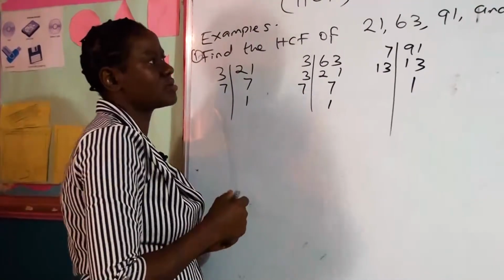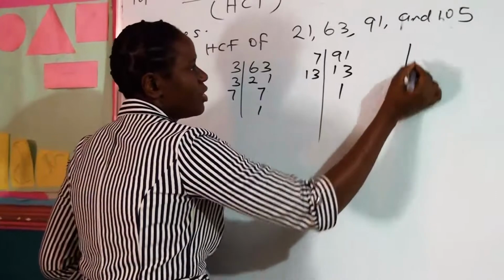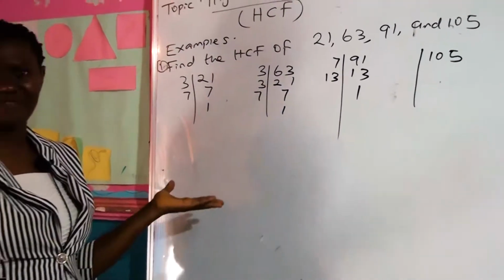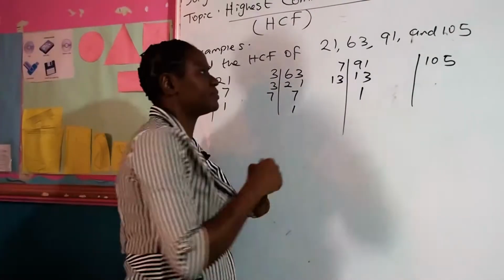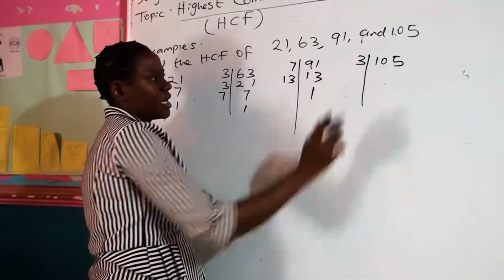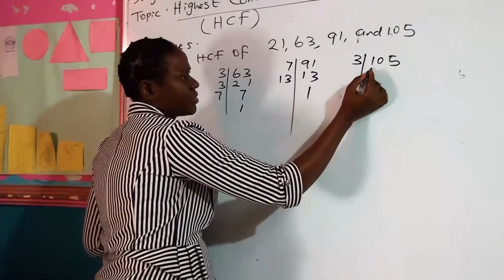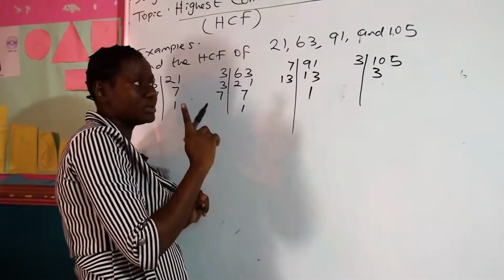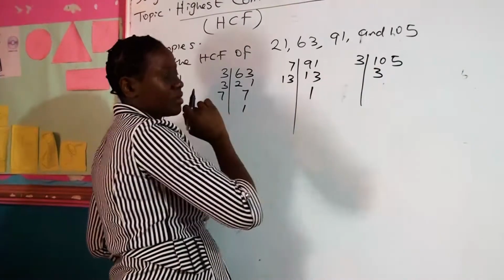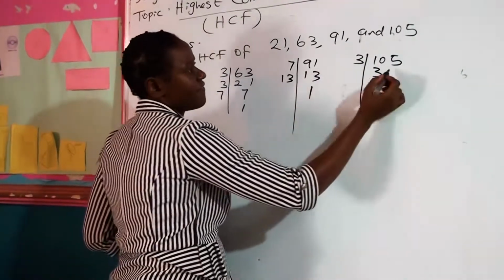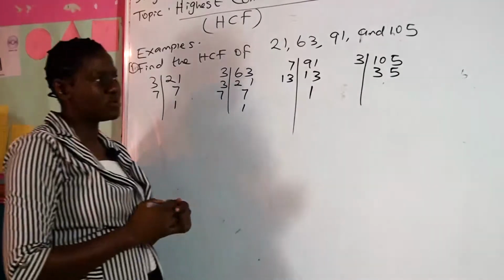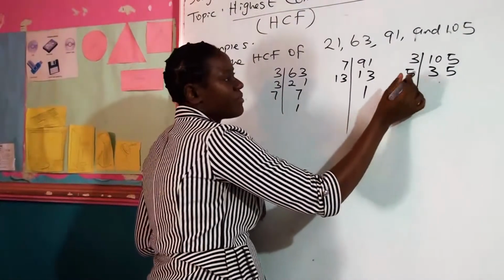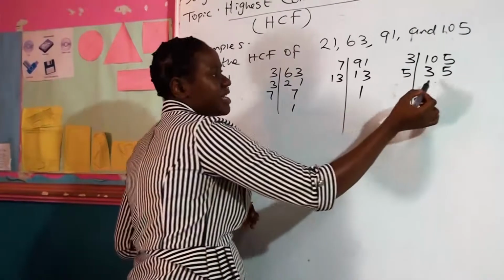Let's look for the factors of 105. What numbers could divide 105? Let's try 3. How many 3 can we find in 10? We have 3, remainder 1. 3 times 3, 9. 10 minus 9, 1. How many 3 can we find in 15? 5. What number could we use to divide this again? We have 35. Let's try 5. How many 5 can we find in 35? 7.